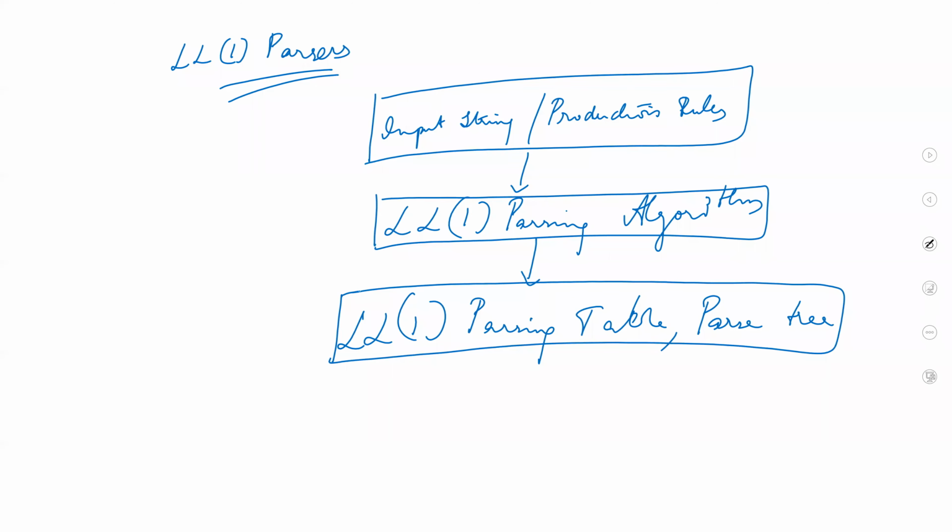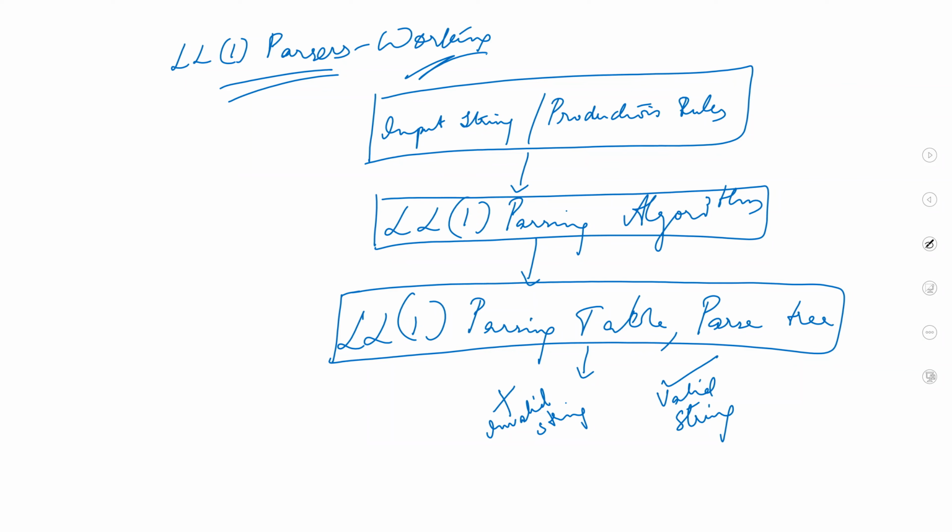With the help of the LL1 parsing table and the parse tree, you will be able to tell whether a given string is invalid or valid. So this is how the LL1 parser works. You will have an input string together with production rules. You will work on that with the help of an LL1 parsing algorithm, construct an LL1 parsing table and a parse tree, and check whether your string is valid or not.